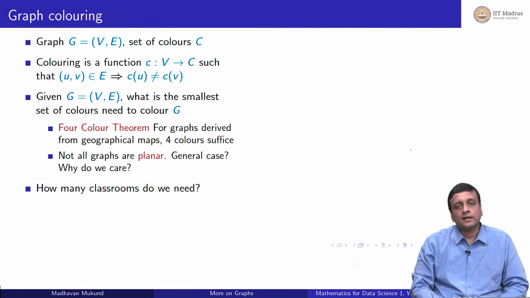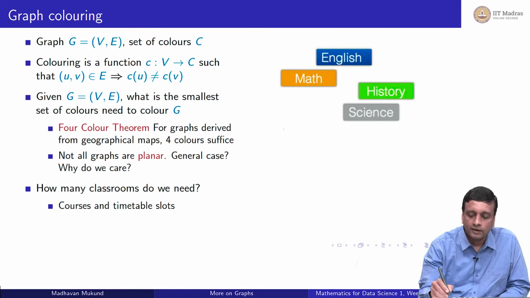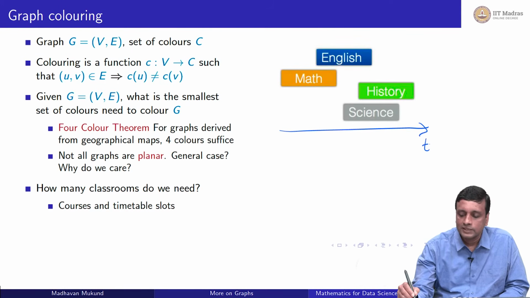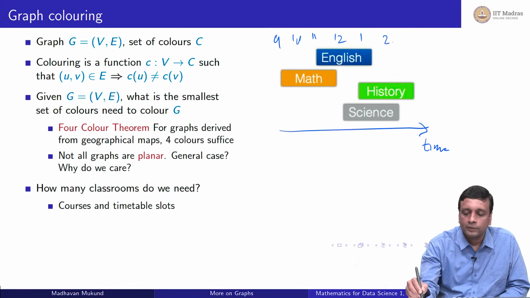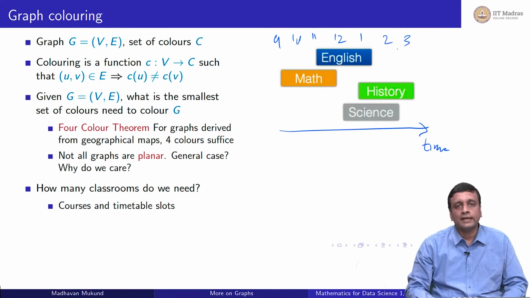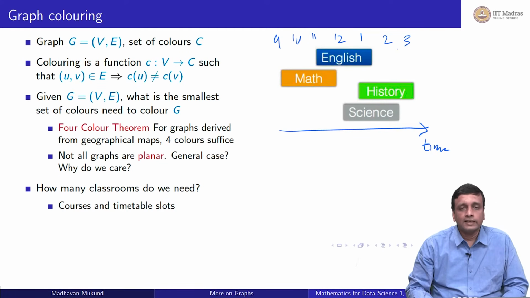One typical case is in classroom scheduling. Supposing we are running a school and we need to determine how many classrooms we need in order to run our classes. Now this depends on the timetable. So we have some timetables and we have some courses, and let's assume that this is a chart representing the time of the day. So this might be like 9 o'clock, 10 o'clock, 11 o'clock, 12 o'clock, 1 p.m., 2 p.m., 3 p.m.